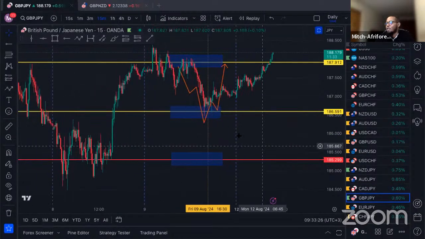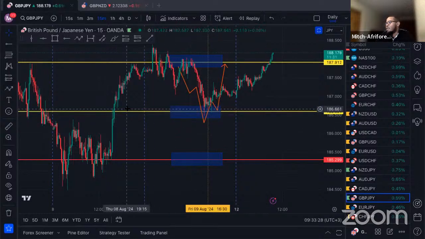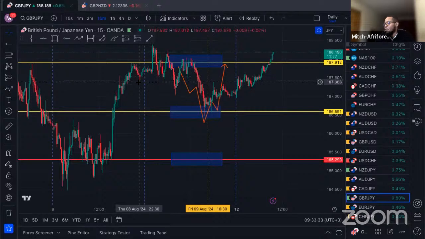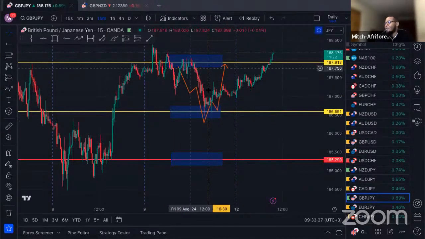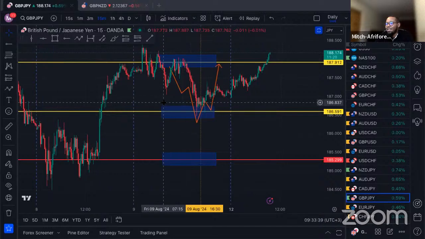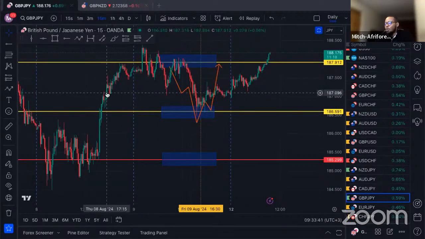So moving on to the next currency pair we do have, which is the British pound against the Japanese yen. You can see the British pound pairs really did work out quite well, at least on most of the pairs: the British pound against Swiss franc, the British pound against the US dollar, and right now, even the British pound against the yen. So you can be able to use such correlation as well.